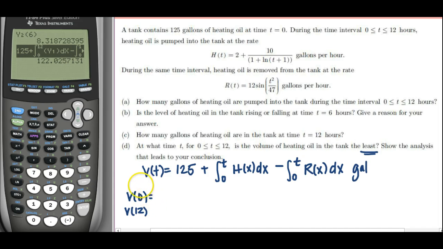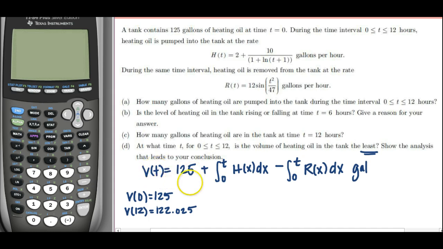Well, thankfully, we have those values. At time 0, there was 125 gallons. At time 12, we just did that in part C. So that was 122.025 gallons. So now it's a matter of finding critical points, which means taking the derivative of this volume function that we're trying to minimize. So we need v prime of t.